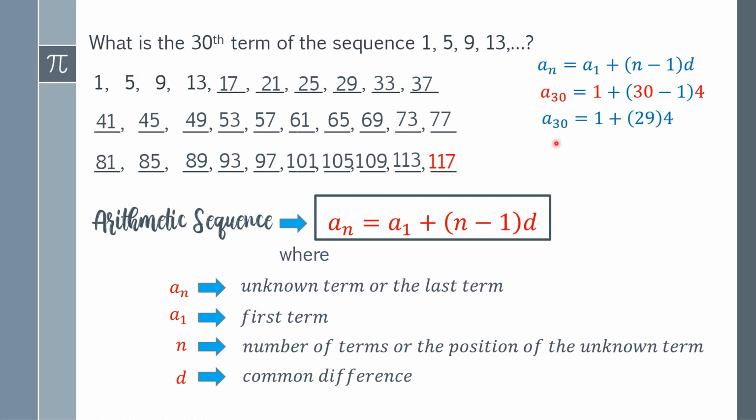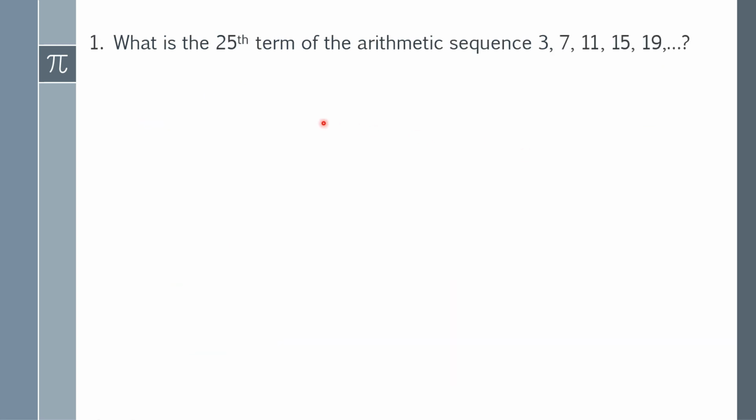Next, a sub 30 is equal to 1 plus 30 minus 1, which is 29, times the 4. Now simplify: a sub 30 equals 1 plus 29 times 4, that is 116. And finally, add 1 plus 116 will give us 117. So if we are going to master this method, it will not take so much time to solve. Now let us use the formula in this example.